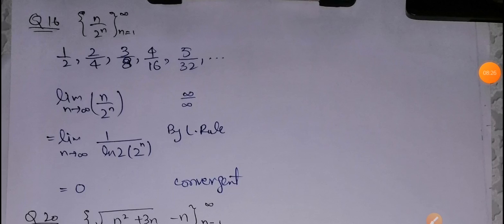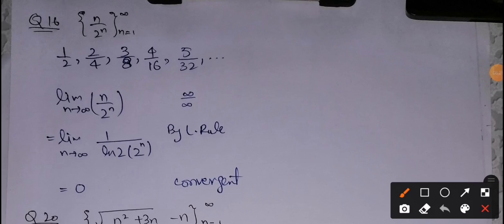Next we have question number 16, in which we have to find out whether the sequence is convergent or divergent, and the sequence is n over 2 power n varying from 1 to infinity. So here are the first 5 terms of the sequence by inserting n equal to 1, 2, 3, 4 and 5. So next, for convergence or divergence, we will apply the limit on the general term, that is limit n approaches infinity of n over 2 power n. Getting infinity by infinity, we are able to apply L'Hopital's rule, that is, we will take the derivative of the numerator, which is 1, and the derivative of the denominator, which is ln 2 times 2 power n. So here you can see the answer is 0.